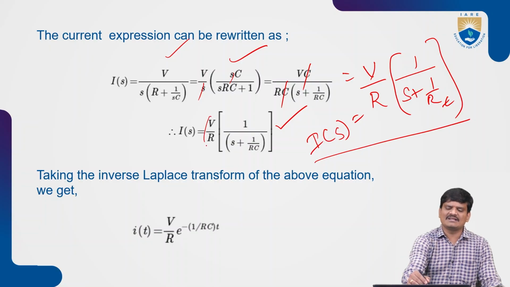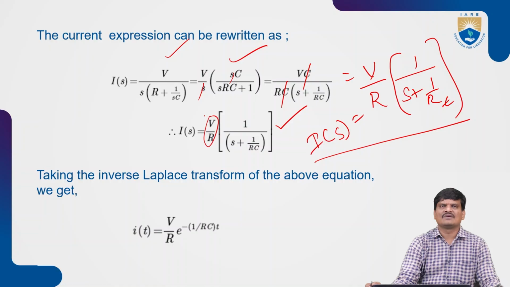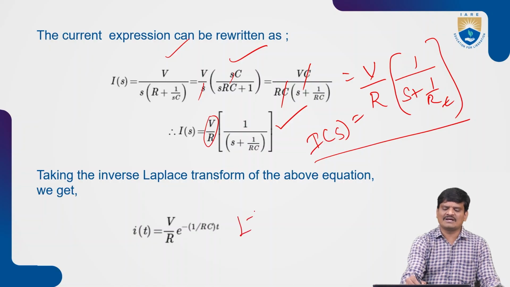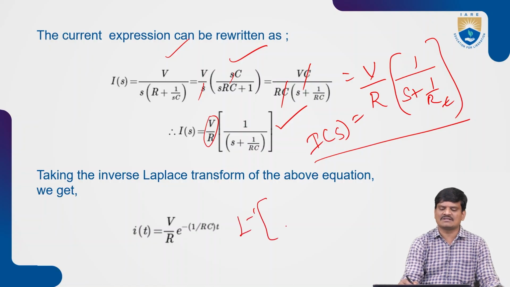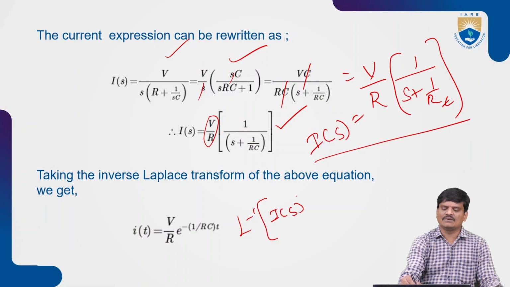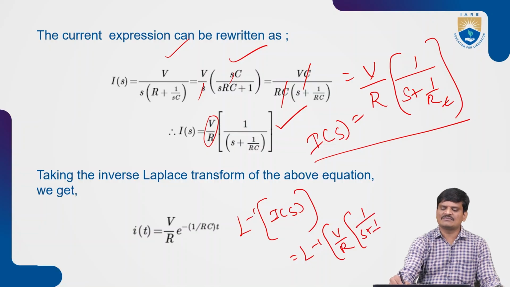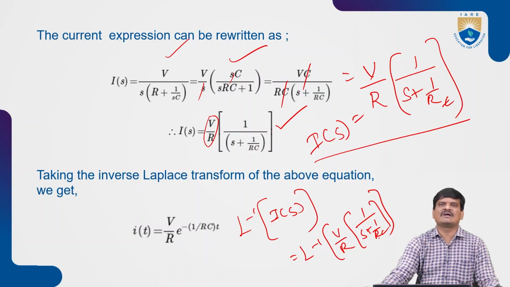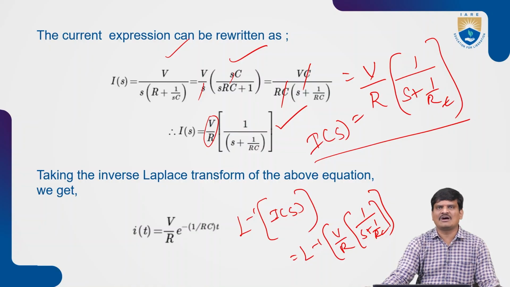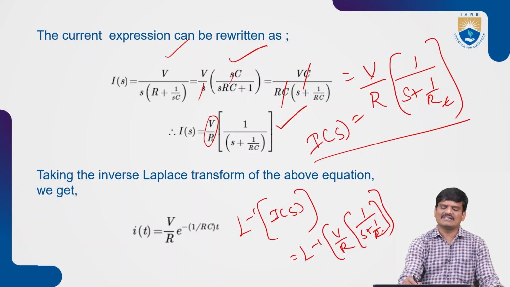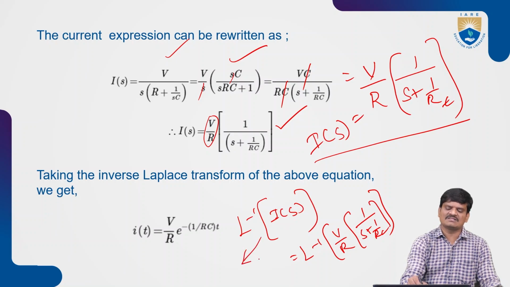V by R in general is considered as a constant. If I apply the inverse Laplace transform, the expression is reframed as L inverse of I of S equal to L inverse of V by R into 1 by S plus 1 by RC. So in order to get the expressions in terms of T domain, I am applying inverse Laplace transform to the above expression of current. So what is L inverse of I of S? It can be rewritten as I of T.